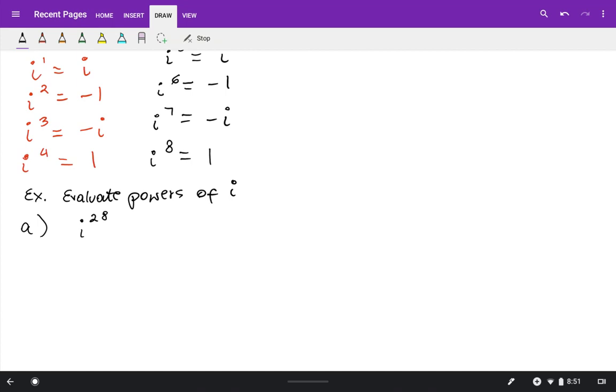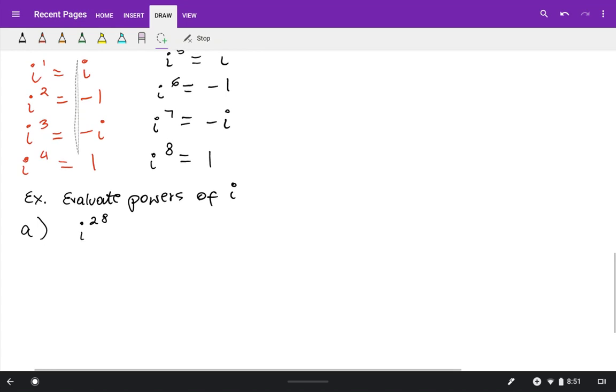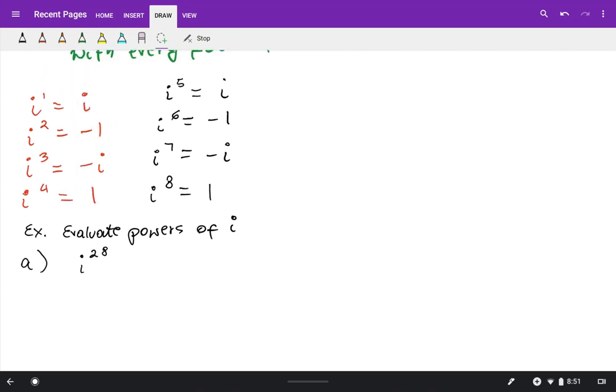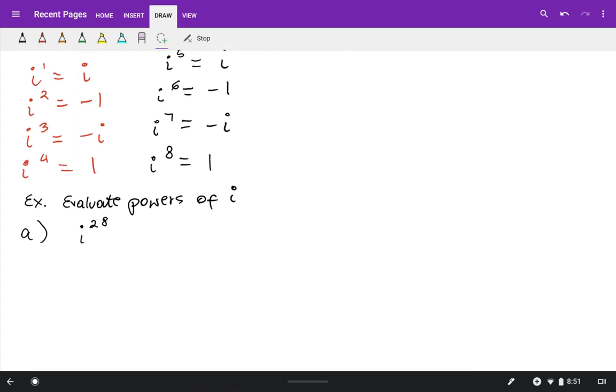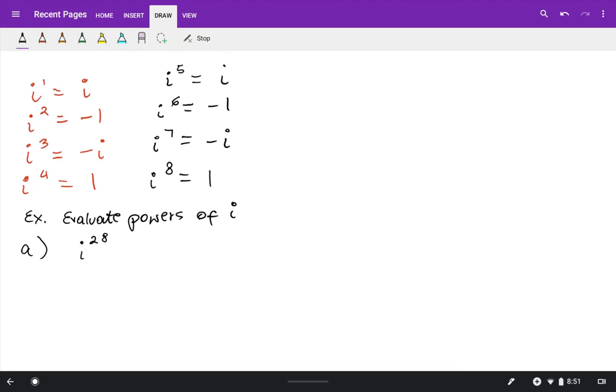So you're going to leave your solution as i, negative 1, negative i, or 1. So this is what we want to use. We just use the information that the powers of i repeat every fourth power. So i to the power of 28. The worst scenario, yes, you can keep listing, following that pattern until you get i to the power of 28, which again, I think takes way too much time.